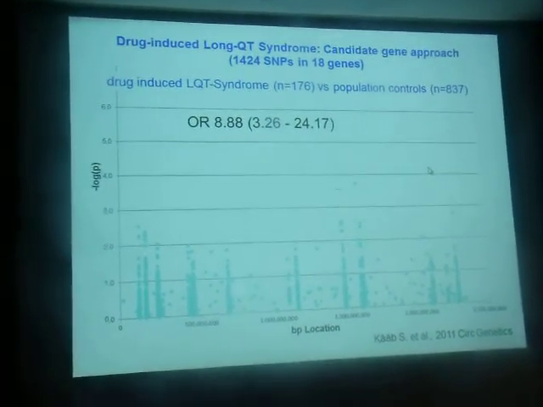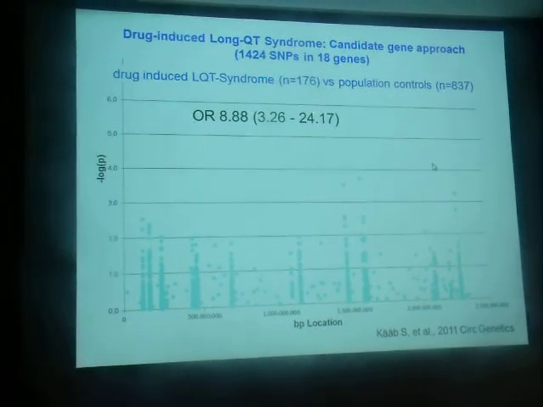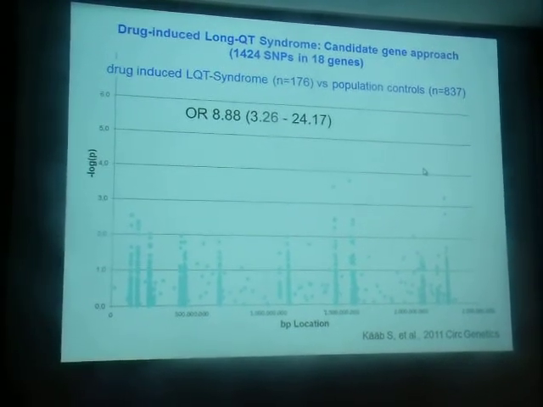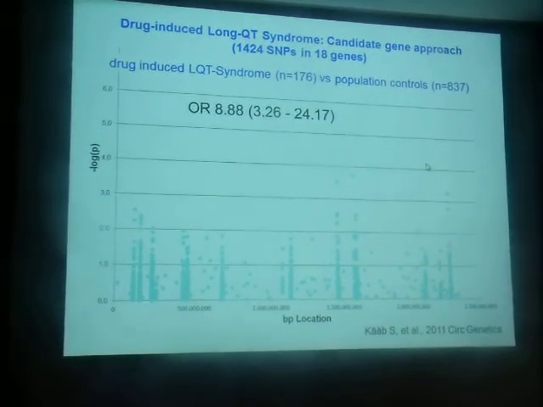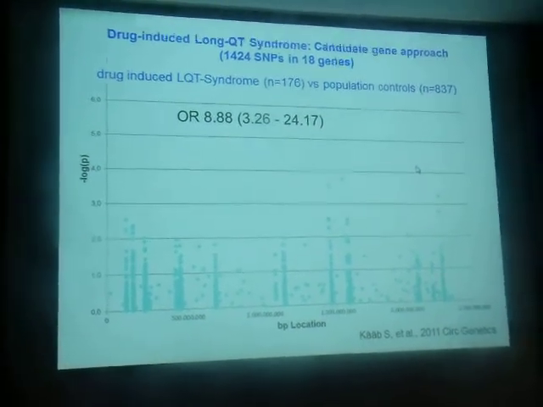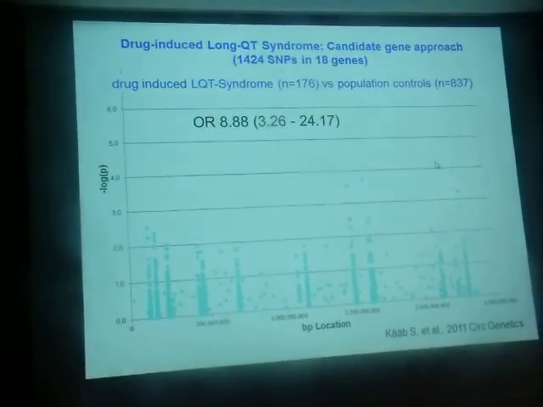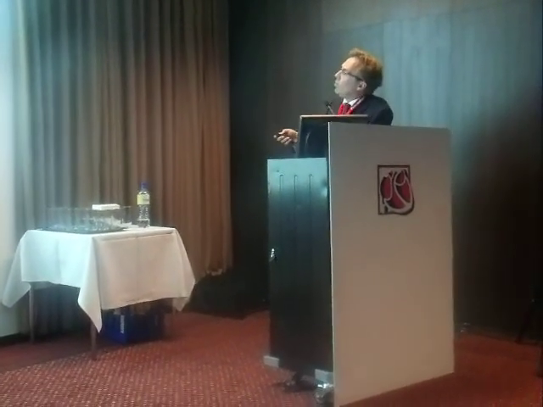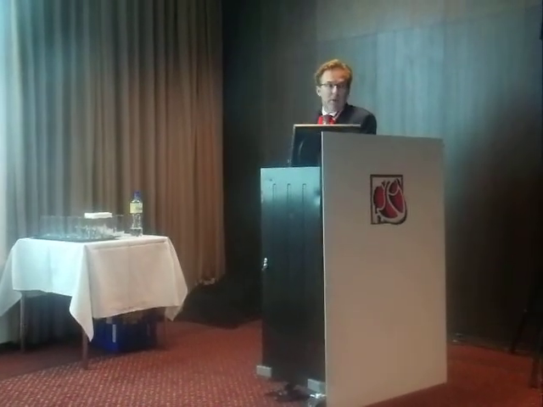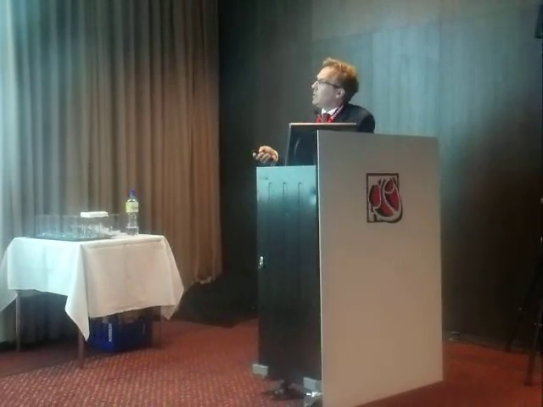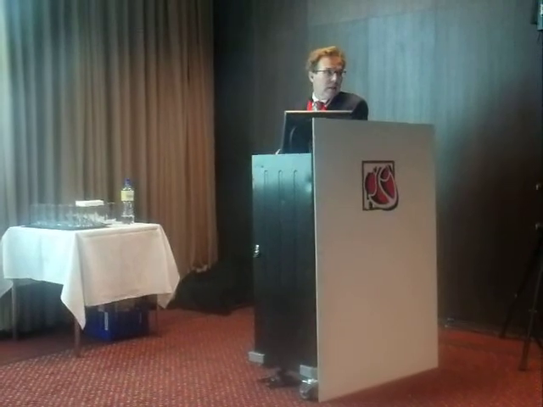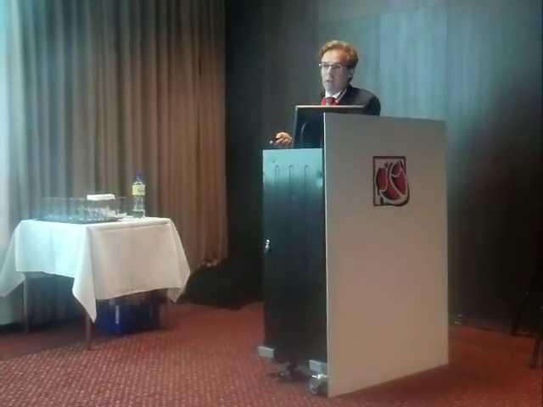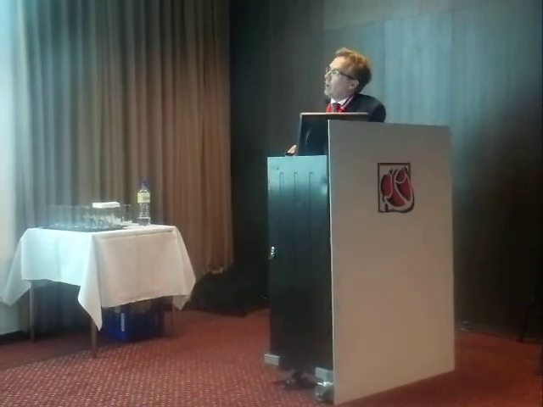This is a candidate gene-based association study that was performed in 176 patients with drug-induced long QT syndrome and compared to population controls that had no history of drug-induced arrhythmia. And this slide depicts again the genomic location of the 1,400 SNPs in 18 candidate genes, and it was only one signal that survived this study in the replication analysis, and this is a gene and a genetic variant that came as no surprise. KCNE1 D85N had previously also been associated and functionally studied in the context of QT prolongation.